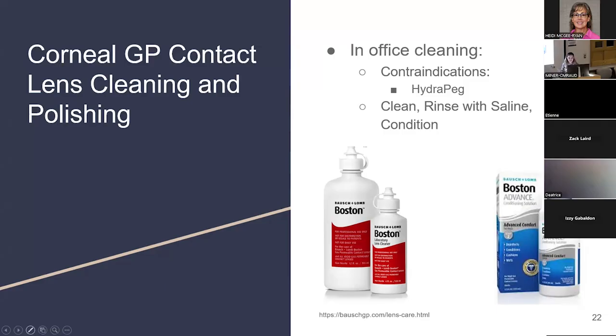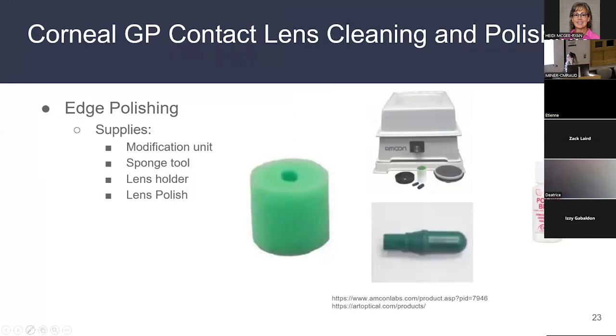Okay, so now we've cleaned the lens, but some patients will come in and ask, can you polish my lens for me? Those are actually two different things. However, not all locations have the ability to polish lenses, but for the locations that do, it's important that we understand the process. When we are polishing lenses, it does require us to have some specific supplies.